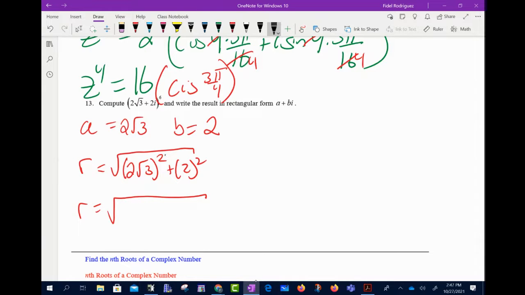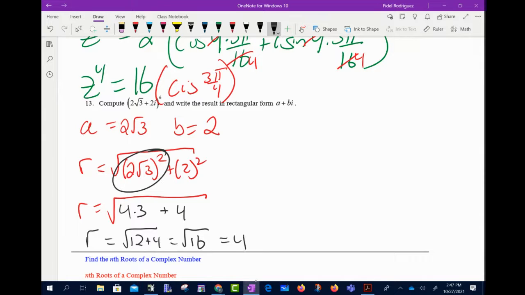Question. Does anybody know what is 2 times the square root of 3 when you square it? Very good, 4 times 3. And 2 squared is just 4. So 4 times 3 is 12, 12 plus 4 is 16, and the square root of 16 is 4.